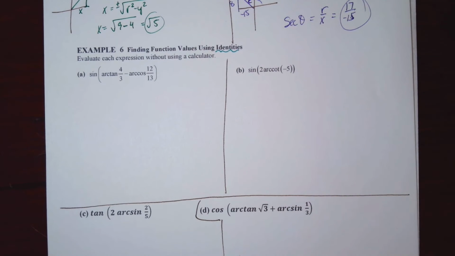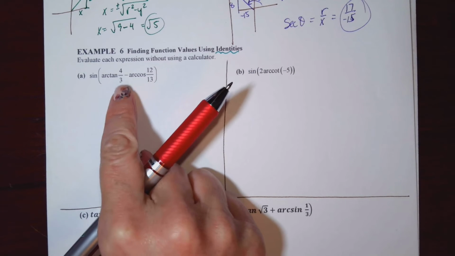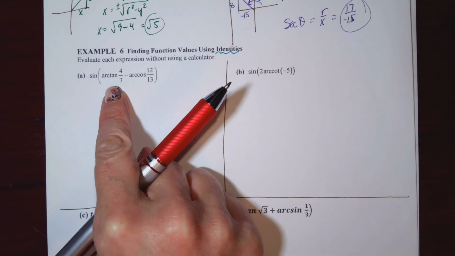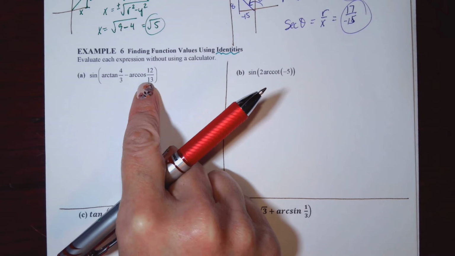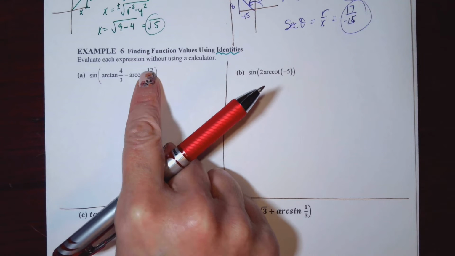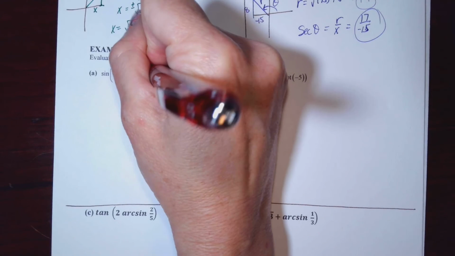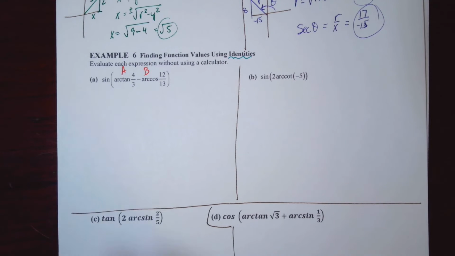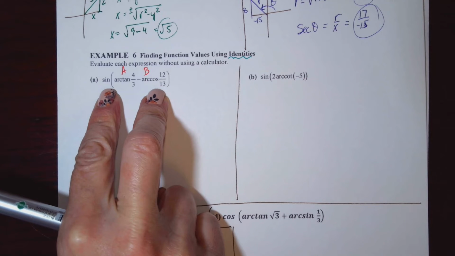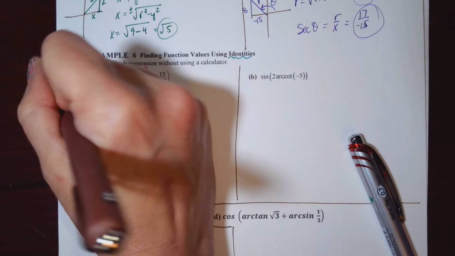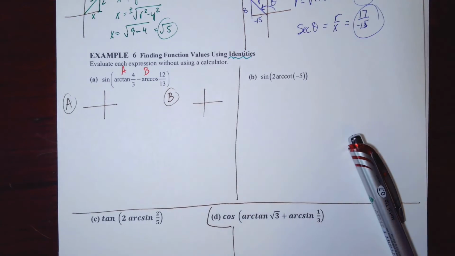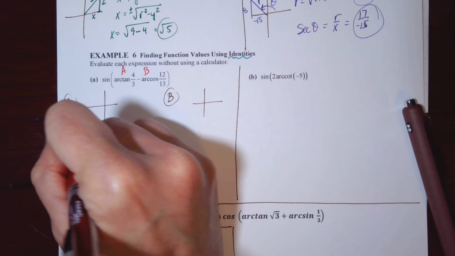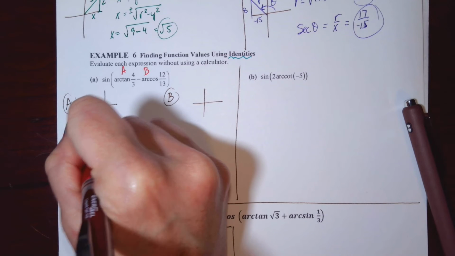For my first one here, I've got sine of, and then I've got information about one angle. I've got arctangent of 4/3, and I've got information about another angle, arc cosine of 12/13. These are two different angles. So what I have here is a sine difference identity. I've got sine of A minus B. I need to look at angle A, and I need to look at angle B, and then I need to evaluate them using my sine difference identity.